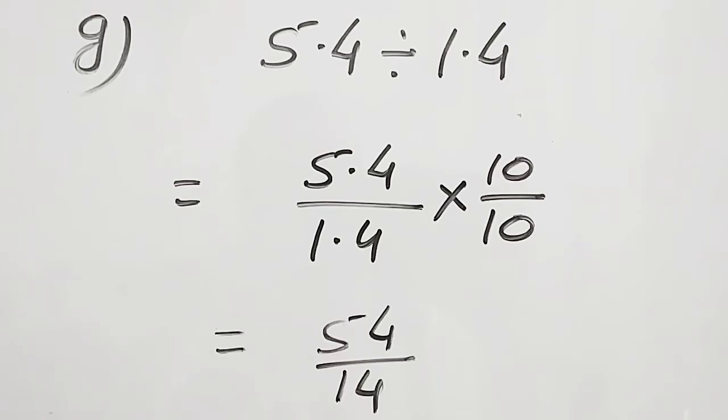Question number G. 5.4 divided by 1.4. So write it in the form of fraction. Write the dividend in the numerator and divisor in the denominator. It is 5.4 divided by 1.4. Both the numerator and denominator are having one digit after decimal. So to remove the decimal, multiply the numerator and denominator by 10.